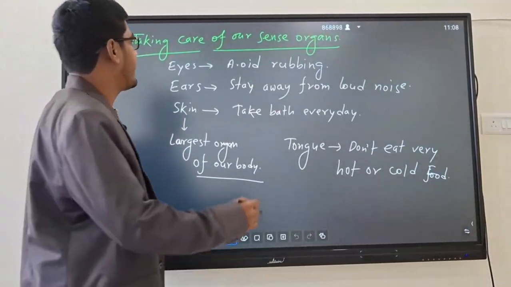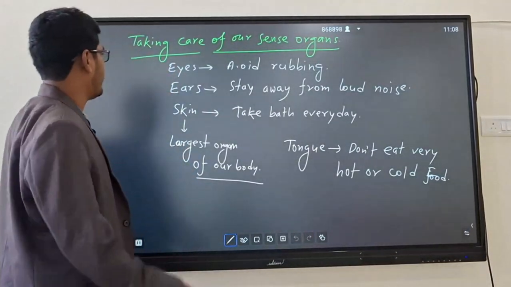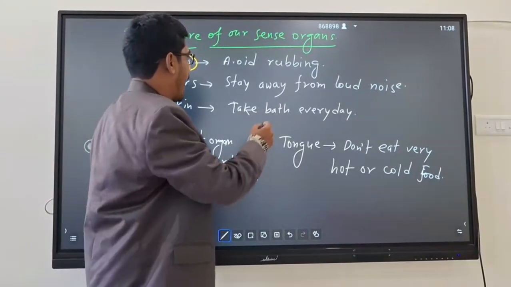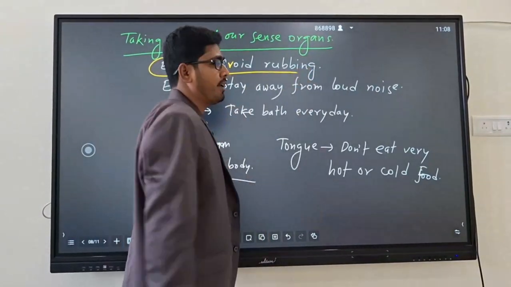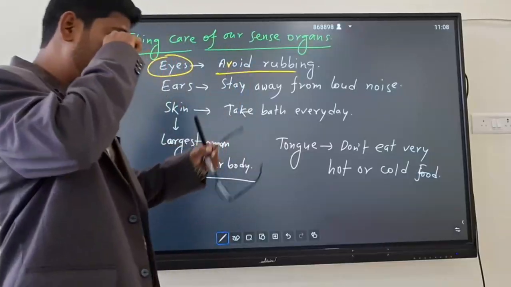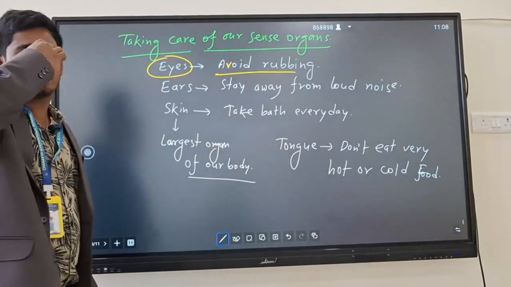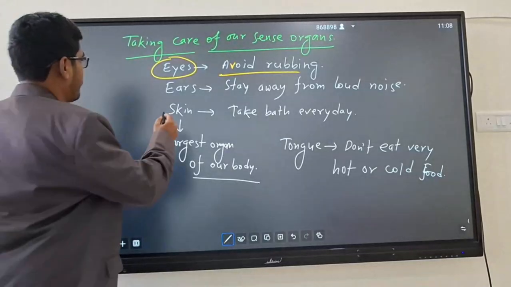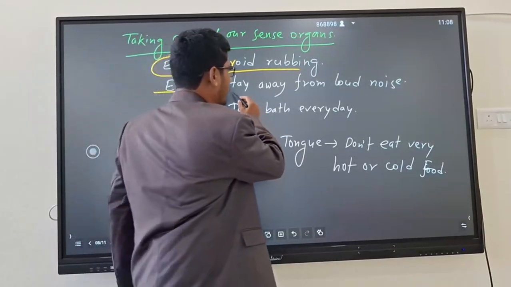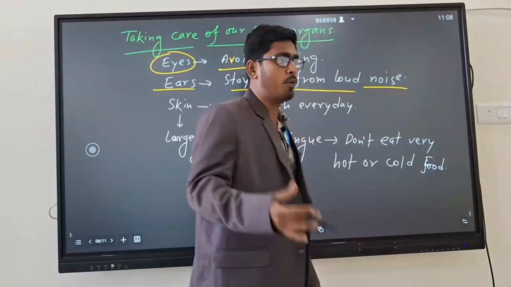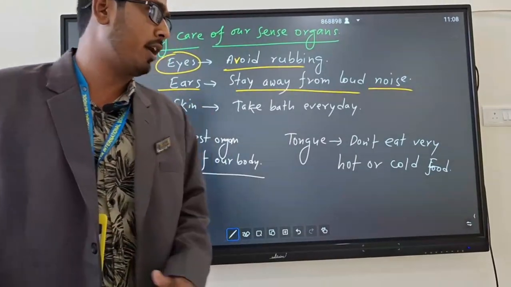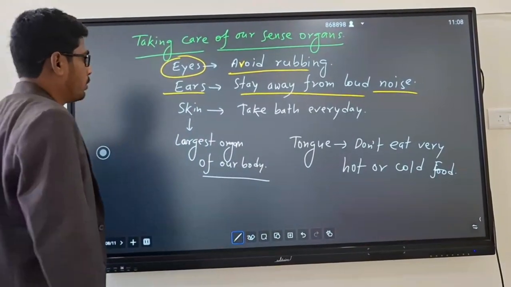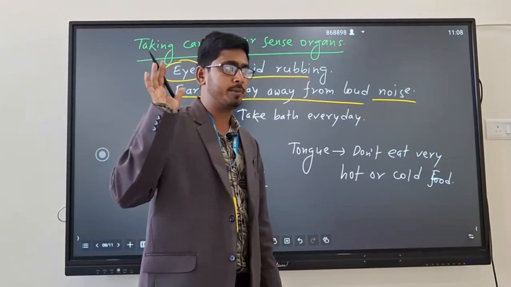Taking care of our sense organs. Eyes: avoid rubbing. This is called rubbing. Ears: stay away from loud noise. Where loud noise is created, stay away from that place. If you do not, then your ears will be damaged.